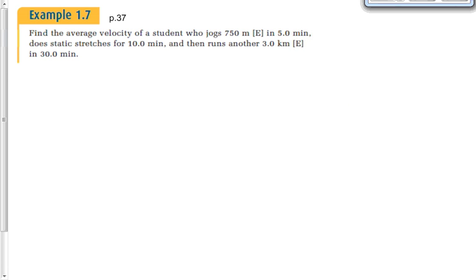Okay, so give you a chance to read through this, see if anything jumps out at you, anything odd, any questions. I had one good question, one that I kind of thought of myself. Find the average velocity of a student who jogs 750 meters east in 5 minutes, does static stretches for 10 minutes, then runs another 3 kilometers in 30 minutes.